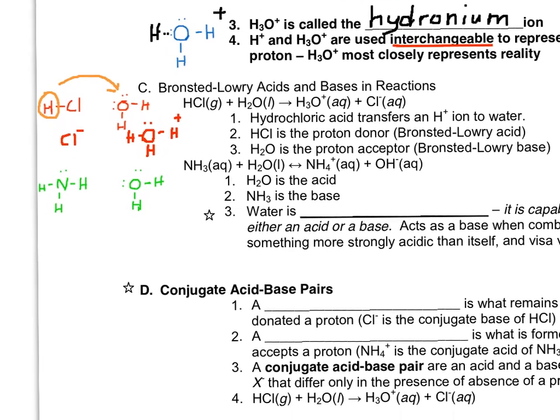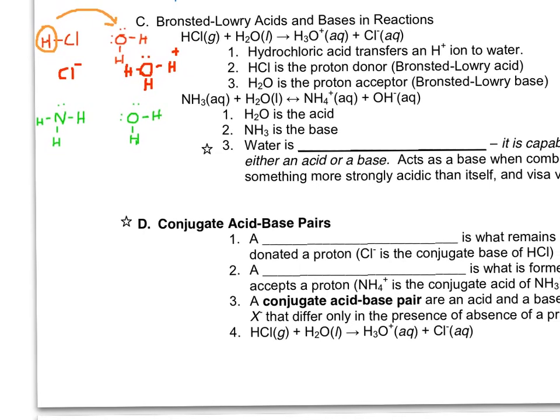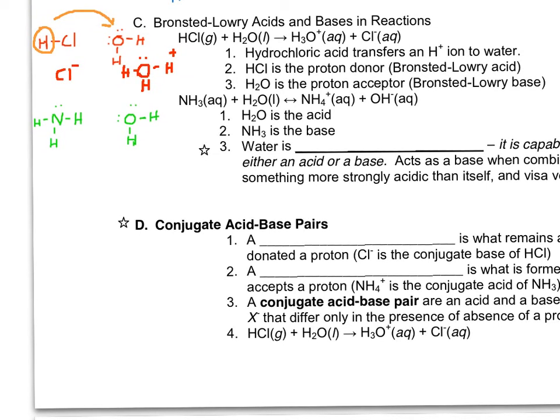If we take a look at a basic reaction, like for NH3, when NH3 reacts with water, the water will give up one of its hydrogen ions to attach to that lone pair right there on NH3. That's going to make ammonium and hydroxide. So the H2O gave up its hydrogen, its proton, to the NH3. So that makes NH3 your base because it accepted a proton. That makes H2O your acid because it donated a proton.